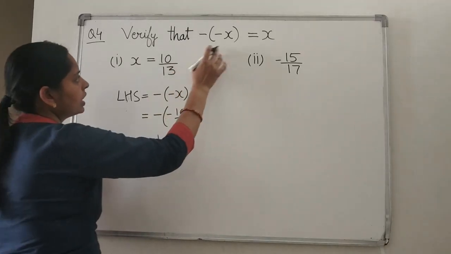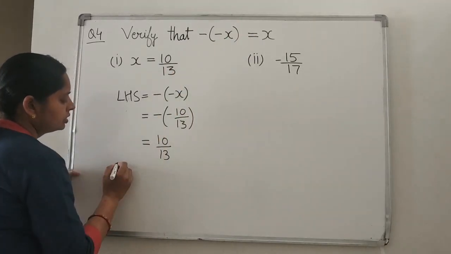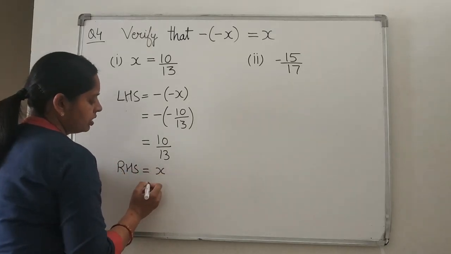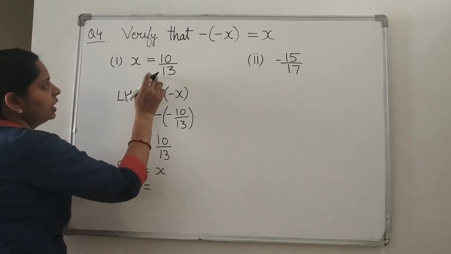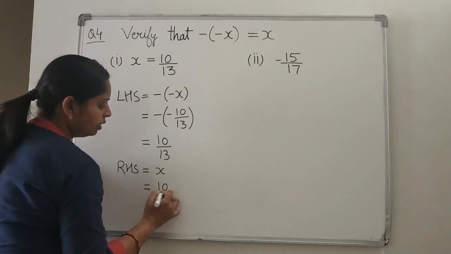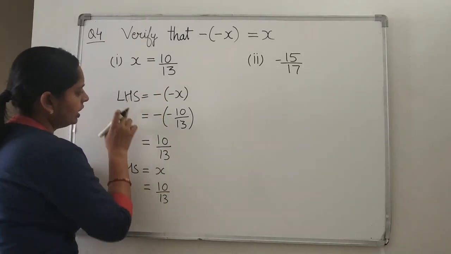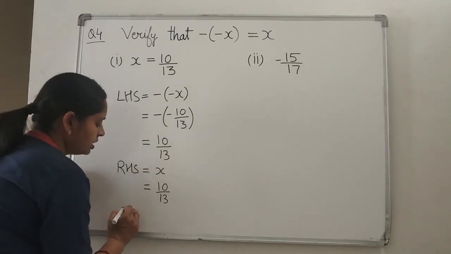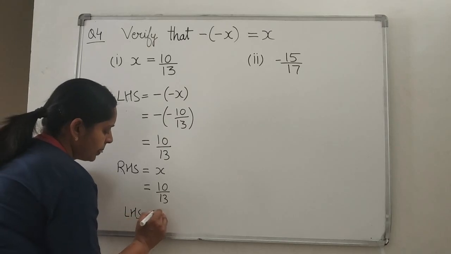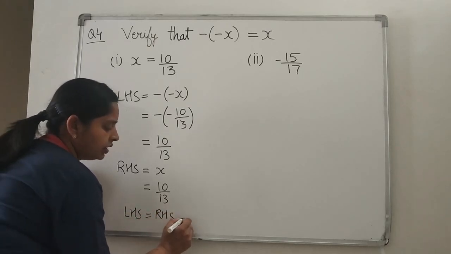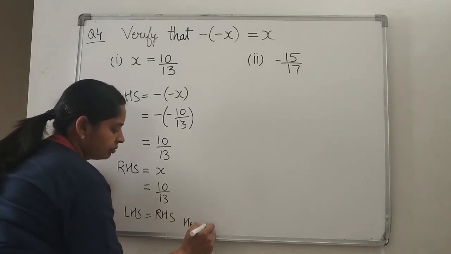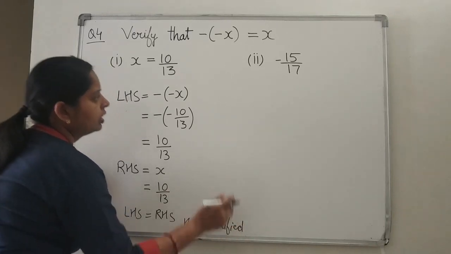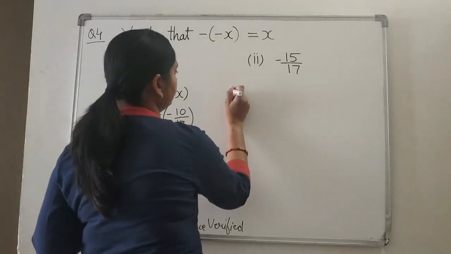Right? Now what is RHS? RHS is x. So RHS is equal to x. And what is the value of x? X is 10 upon 13. So we can see that LHS and RHS both are coming same. Hence LHS is equal to RHS. Hence verified. We have done verification. Same in this case, second part.